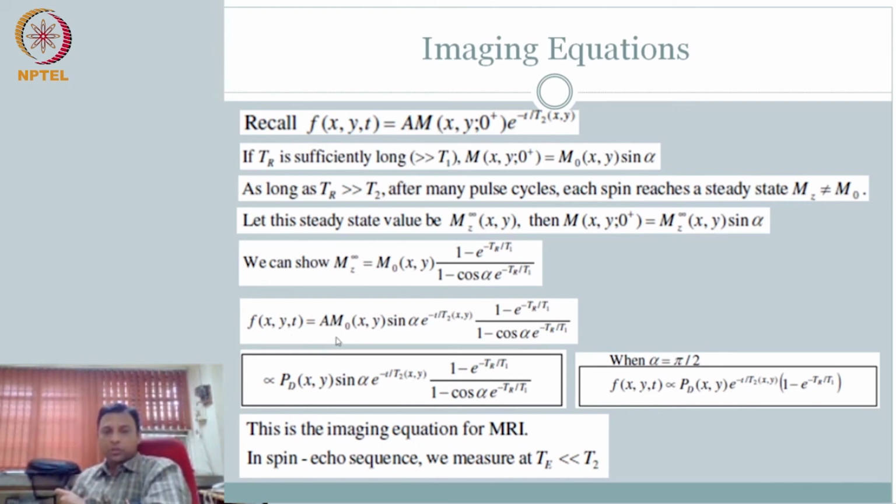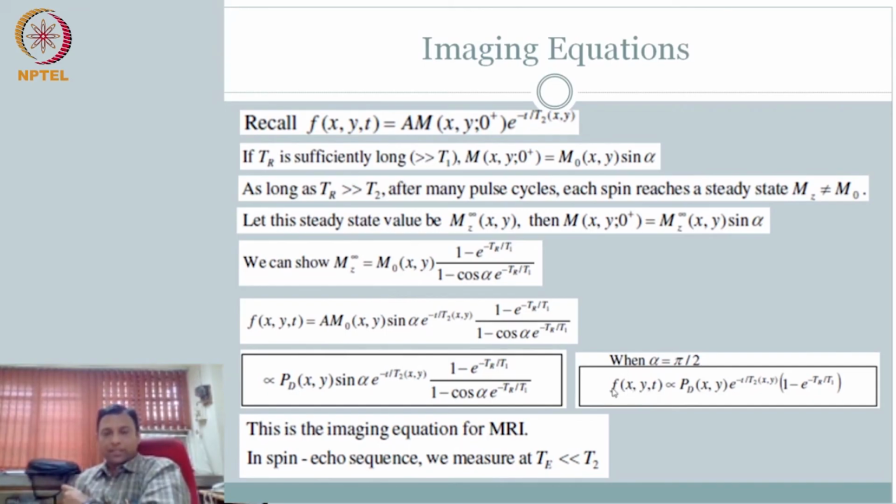You substitute the values, you get m naught times sine alpha e power whatever times this guy, right? So which we can directly say this m naught was proportional to proton density sine alpha, this guy. So when alpha is also pi by 2, which is your maximum signal, then you get f of x comma y is proportional to this guy. Okay, so this is your imaging equations. This is modified. This is your f of x comma y comma t, meaning, what is your f of x comma y comma t? This is the image, right?